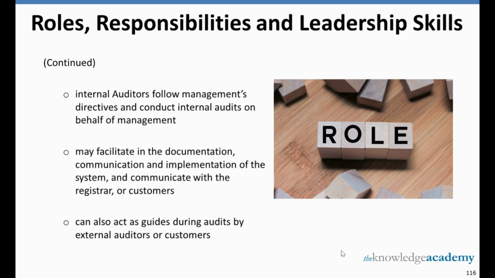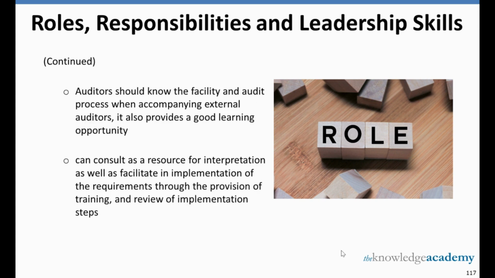Then internal auditors follow management's directives and conduct internal audits on behalf of management. He may facilitate the documentation, communication, and implementation of the system and communicate with the registrar or customers. He can also act as a guide during audits by external auditors or customers. Auditors should know the facility and audit process when accompanying external auditors. It also provides a good learning opportunity.